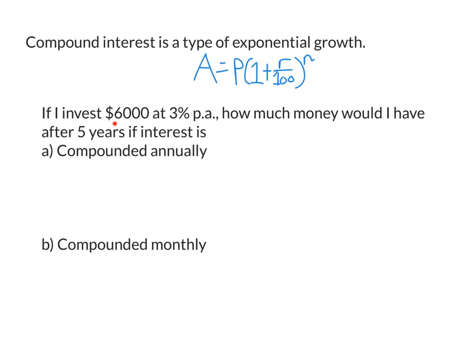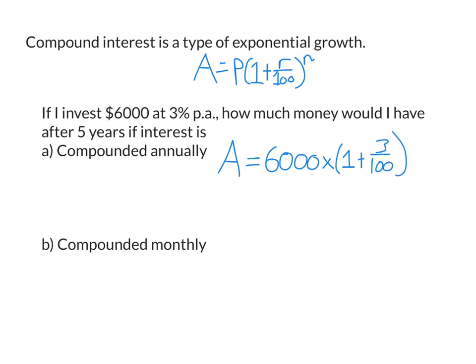So let's look at this question. I invest $6,000, 3% per annum. How much would I have after 5 years? So firstly, if interest is compounded annually, we're just using this formula because compound interest is exponential growth, and that's the formula for exponential growth. The amount you have would be the initial amount times 1 plus rate over 100 to the power of n.